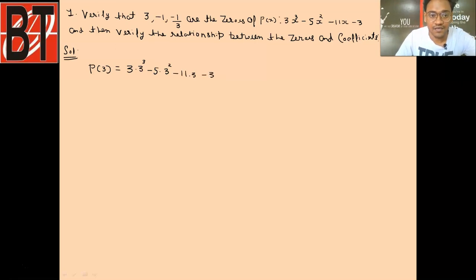See students, 3 into 3 cube becomes 3 raised to the power 4, and 3 raised to the power 4 is nothing but 81. 3 square is 9, and 9 fives are 45. Minus 11 into 3 is minus 33, minus 3. Students, don't get confused, this dot denotes multiplication here, or you can apply the multiplication sign here.